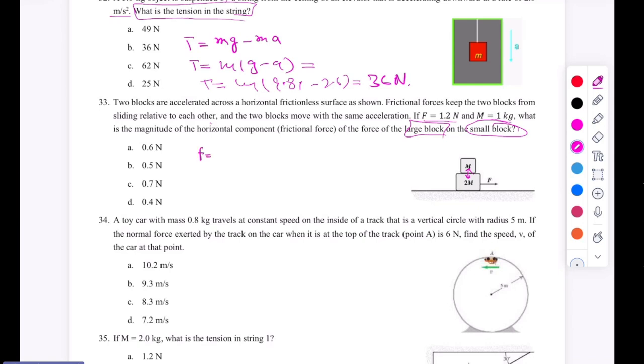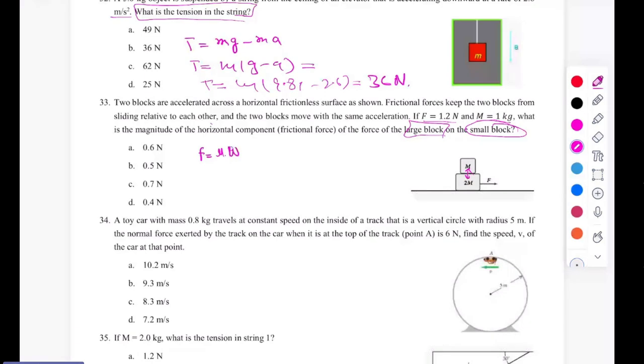If you know, frictional force is mu times the weight of the object. The force is given, which is 1.2. And the larger block exerts a force on the smaller block with this. So the force is 1.2 divided by 2, which is 0.6 Newton. So we get 0.6 Newton.